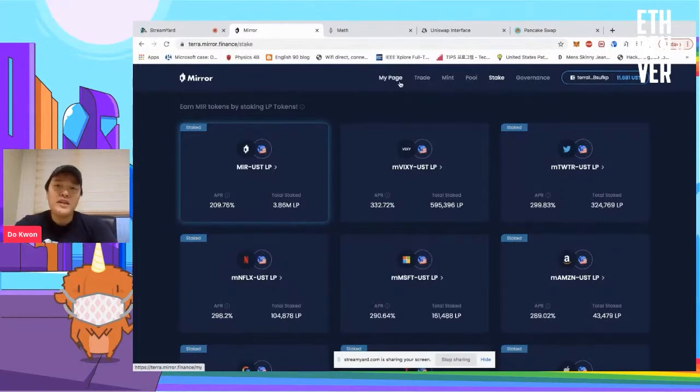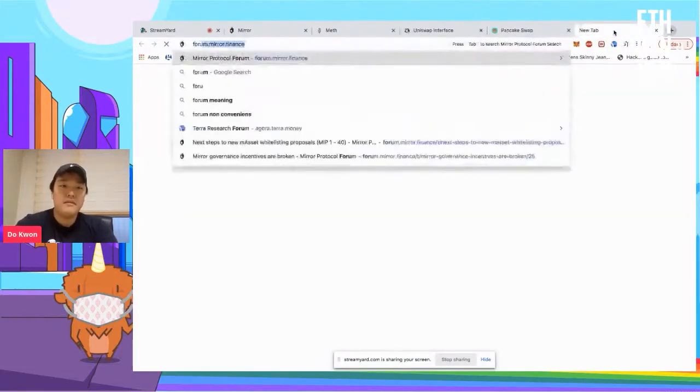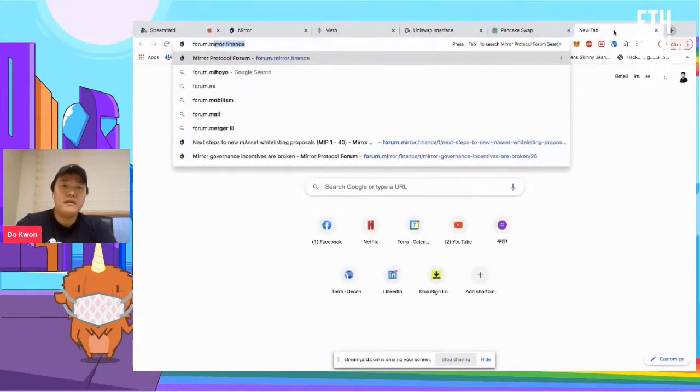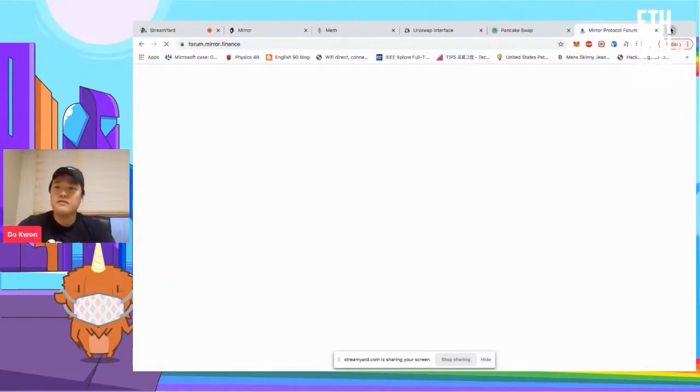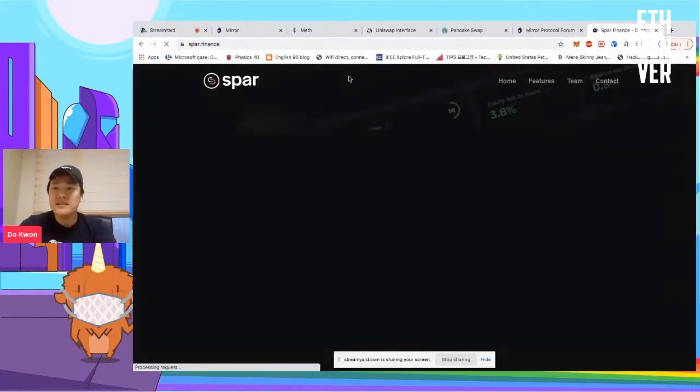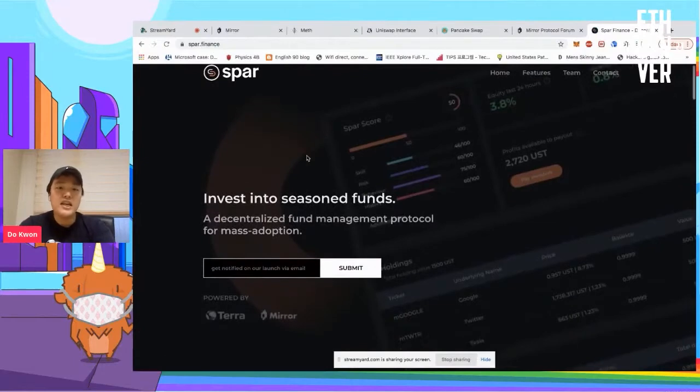Okay, so we're building some exciting things on top of Mirror. There's a bunch of things that are coming up on top of the Mirror protocol. For example, there's a project being built out called Spar Finance. The idea here is that it's a decentralized fund management protocol, whereby fund managers can construct, shall we say, signaling wallets that invest into public markets on Mirror. So investing into synthetic stock markets.